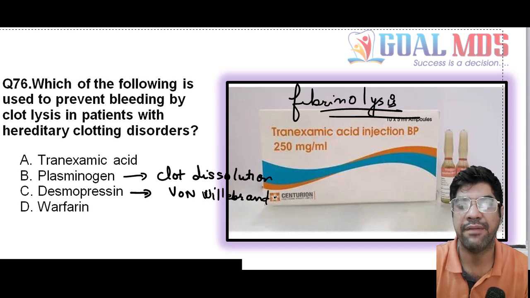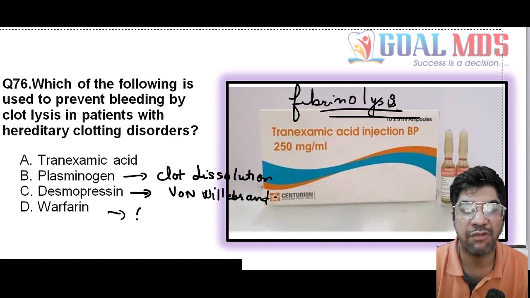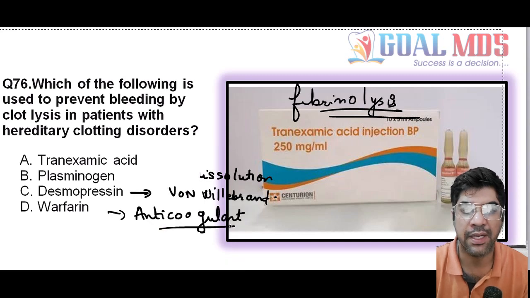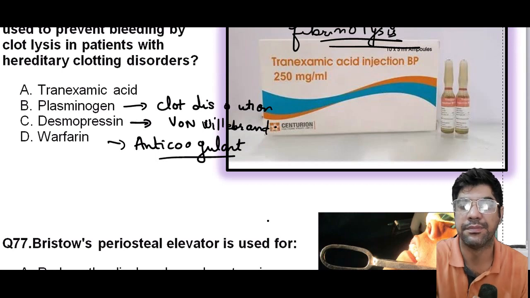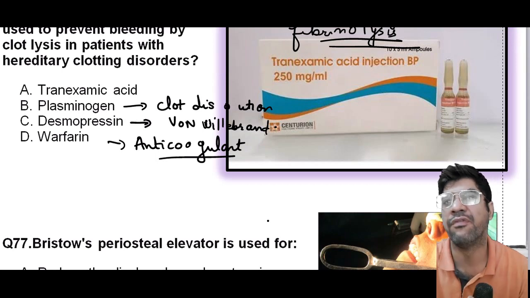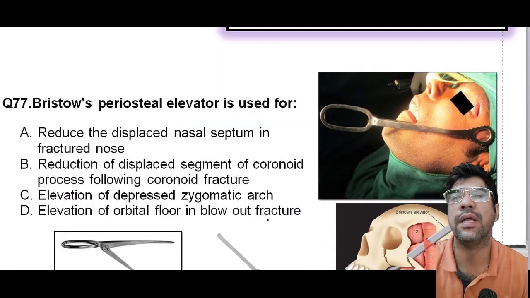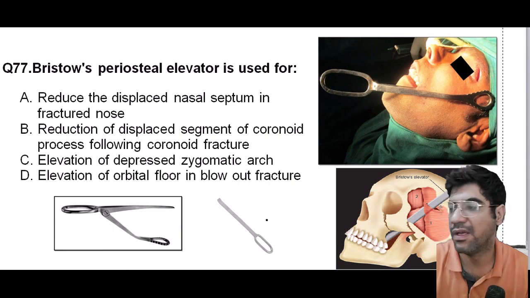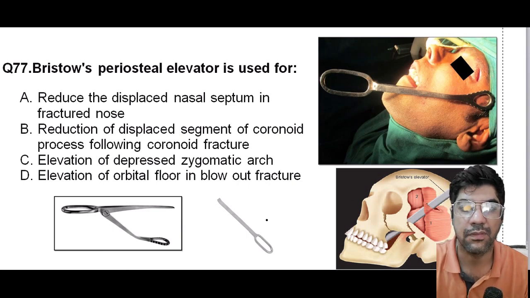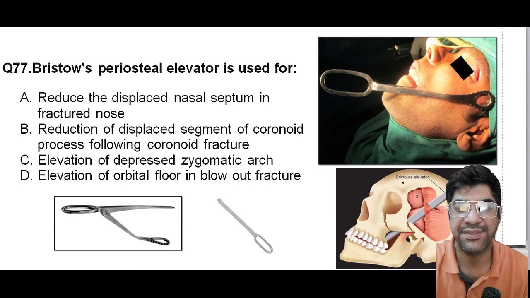So how does it work? It works by promoting the release of clotting factor from the patient's own body, so that helps in some clotting disorders. It does not specifically prevent bleeding by clot lysis. Option D, warfarin, is an anticoagulant that will help to prevent the formation of blood clots. So the answer is A.